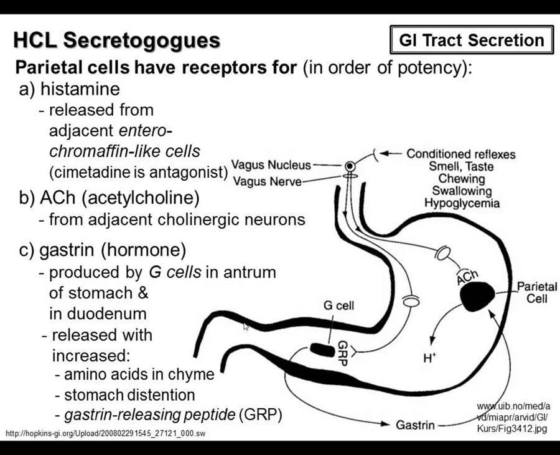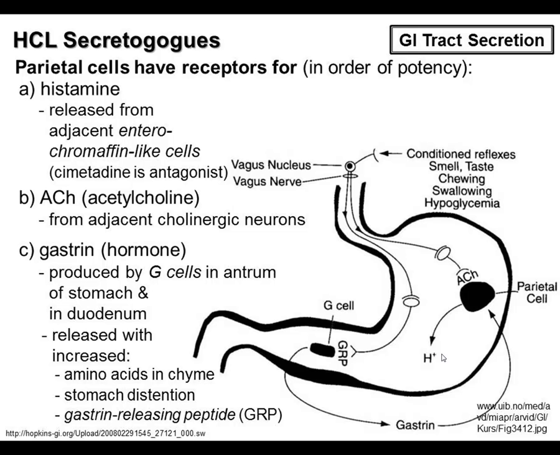Once again, if you have the gastrin being secreted, it will go back to the parietal cells and will activate the parietal cells to give you HCl. Okay, so these are the stimulants for the gastrin secretion.